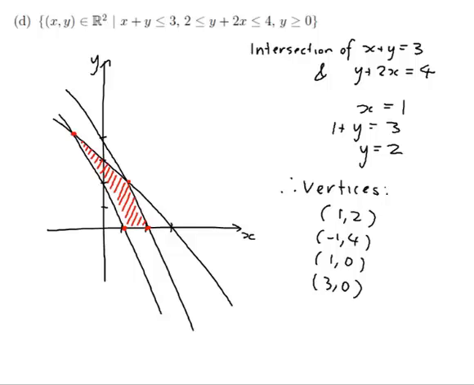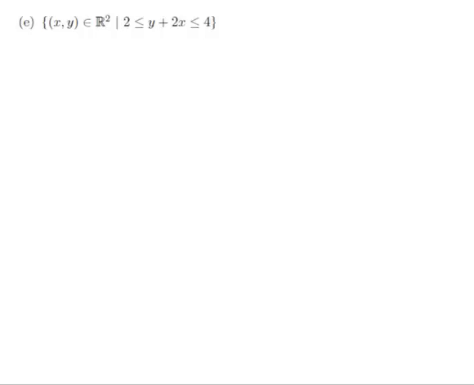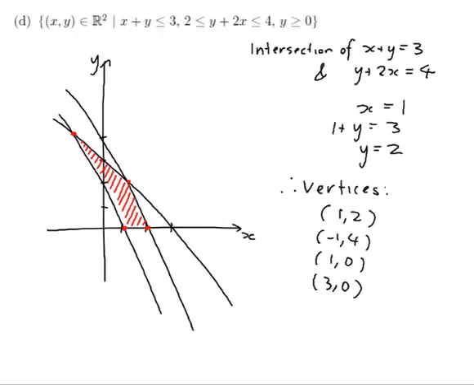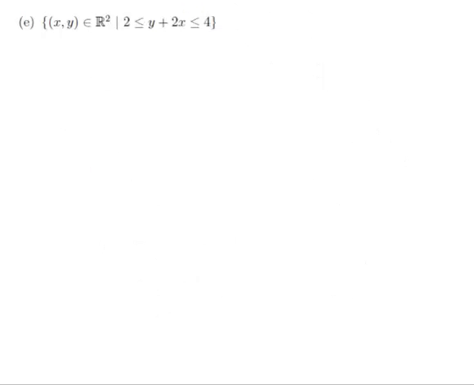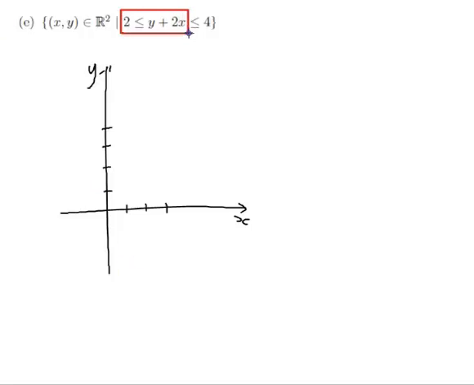Well, one part left. Part E, the set of (x, y) in R2 such that 2 is less than or equal to y plus 2x, which is less than or equal to 4. So it looks like we've picked out just that middle part of the last one. Well, let's draw it. There's my y-axis. There's my x-axis. Now if I recall, those 2 lines were these 2 lines. This part was this line here.